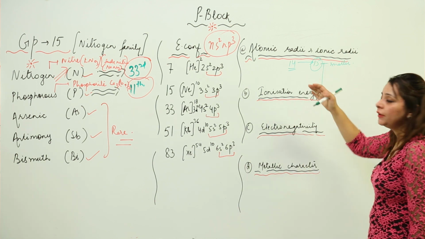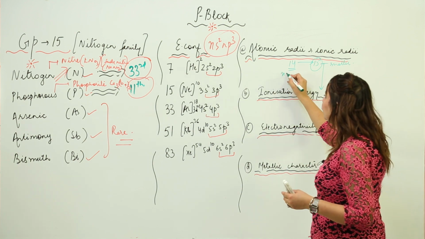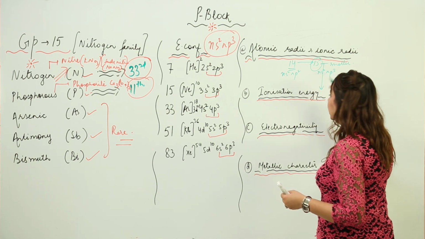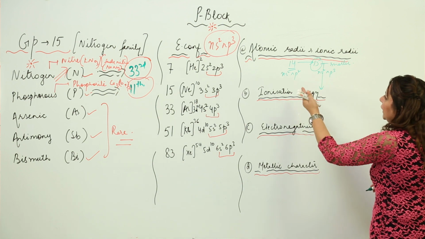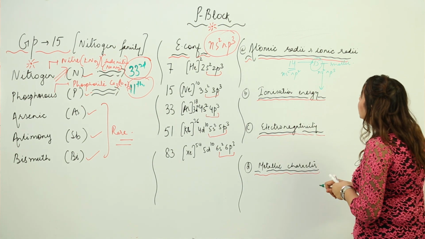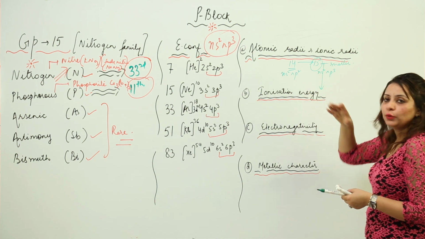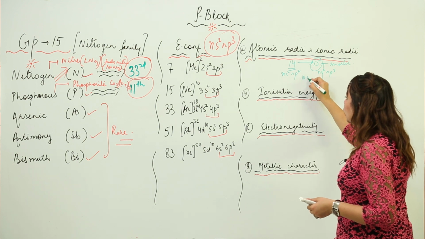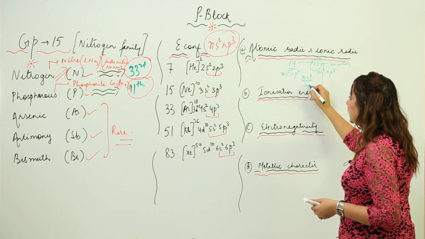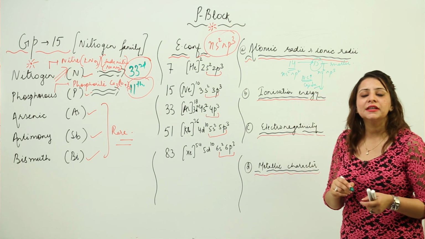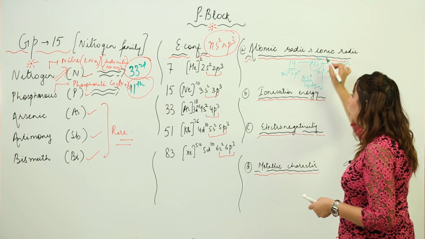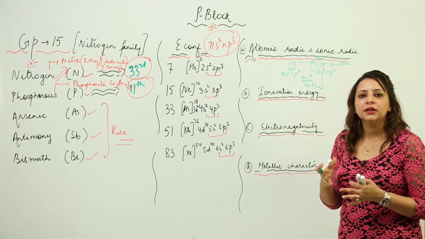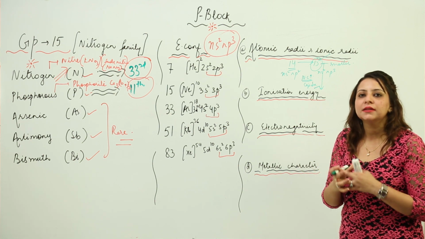The reason is that as we move in a period, group 14 has a configuration corresponding to ns2 np2, and here the configuration is ns2 np3, so an electron is being added. With an increase in electrons in the same shell, the nuclear charge increases, due to which the size decreases. So if we compare the size of 14 and 15, obviously 15 is going to be smaller.